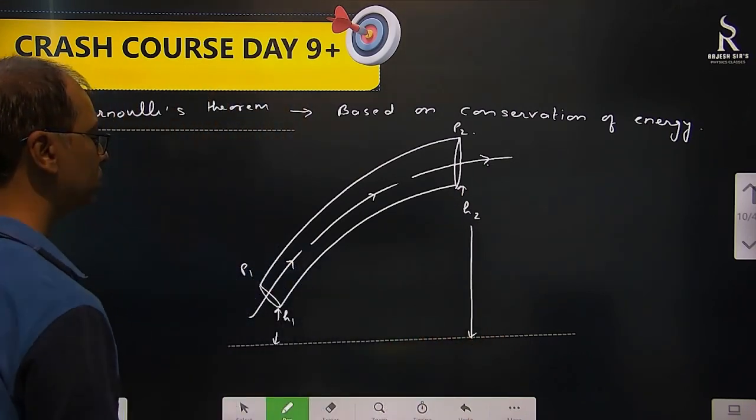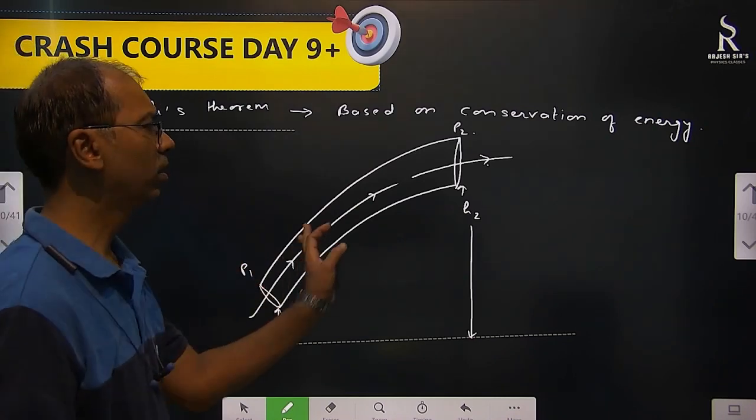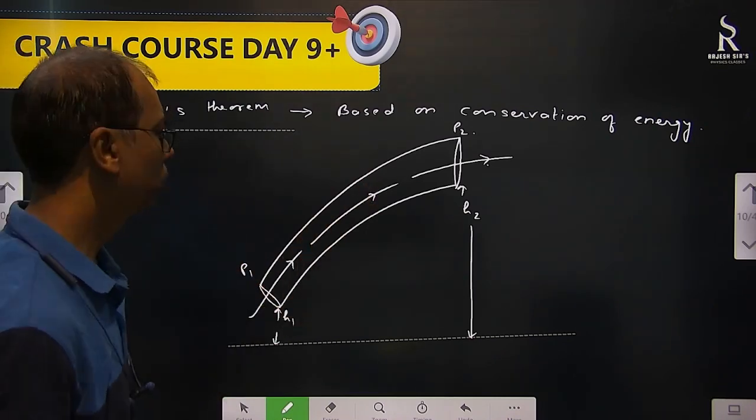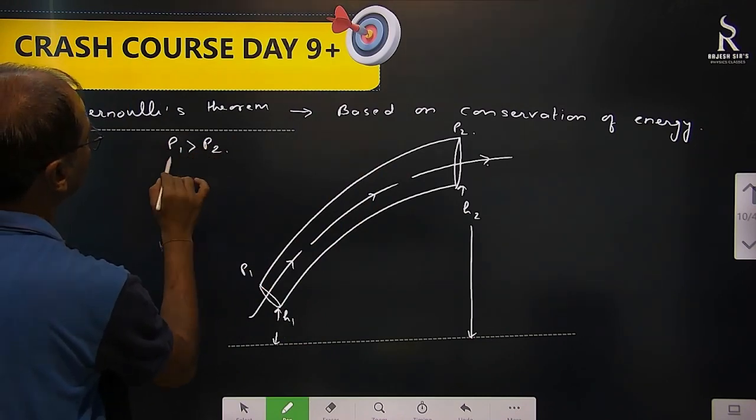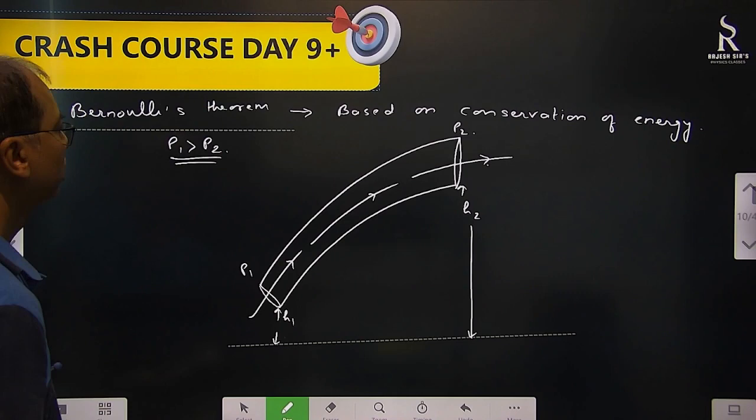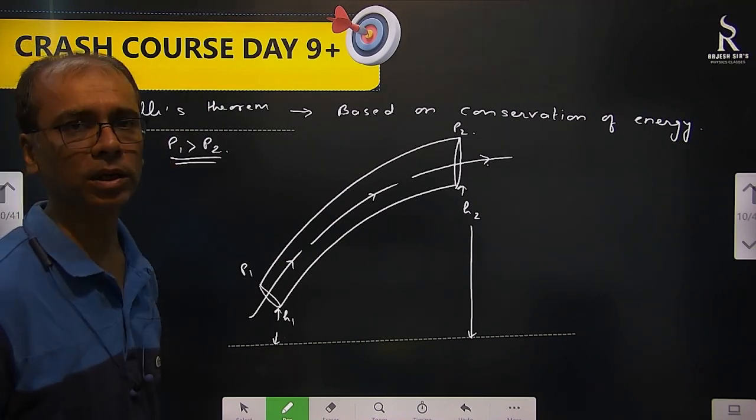Okay. So what is happening here? The liquid always flows from higher pressure to low pressure. That means we know that P1 is greater than P2. There is no doubt about that. So what's happening? The force due to pressure is working.